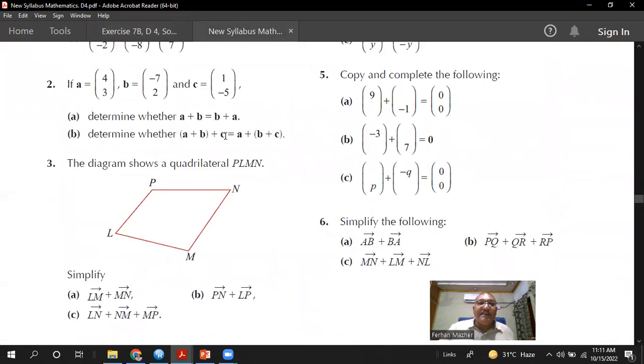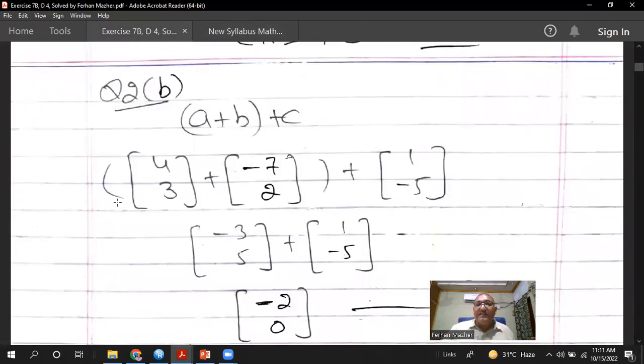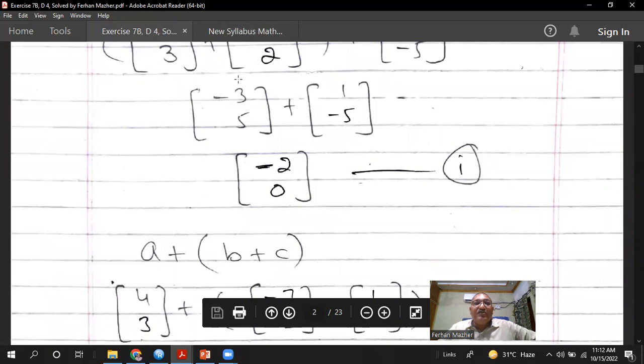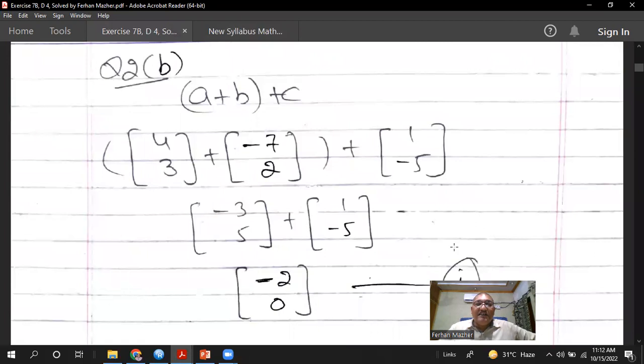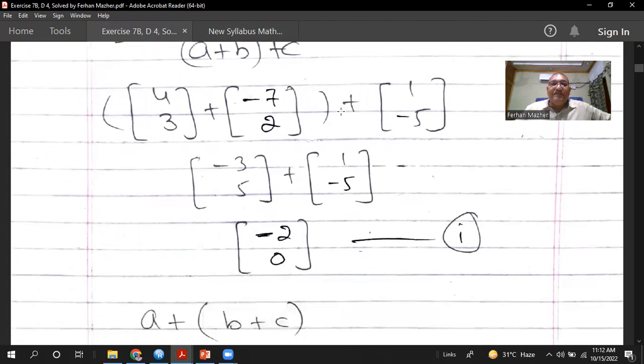Question number 2, part B: he says find (A plus B) plus C equals A plus (B plus C). First of all, we will find A plus B in the bracket and then plus C. So I will put the values there: (4, 3) plus (minus 7, 2), with a bracket around them, and then plus the value of C, that is (1, minus 5). So it will be (minus 3, 5), and here you have (1, minus 5). So you will have (minus 2, 0). This is the value of (A plus B) plus C: (minus 2, 0).